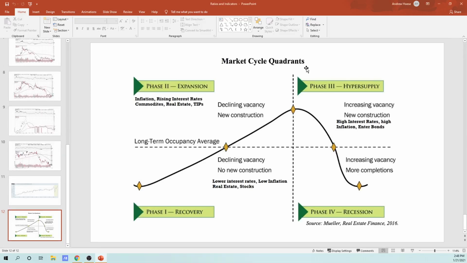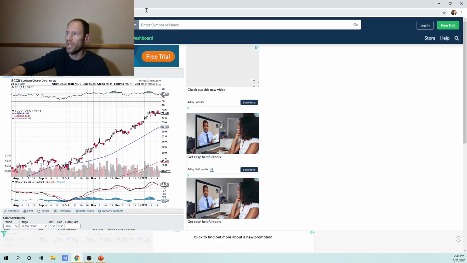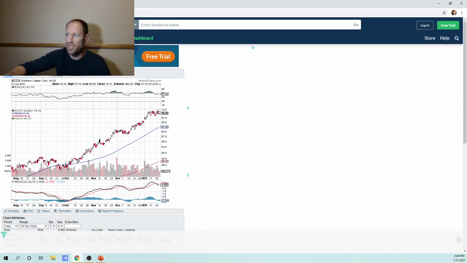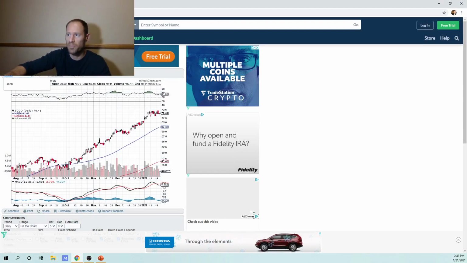So that's the ratio and market update for that. In terms of stocks, I'll just pop in here real quick. Looks like we got a bearish engulfing here. We might head a little bit lower on copper.